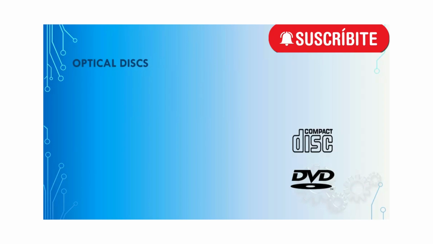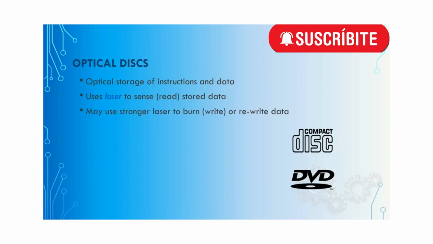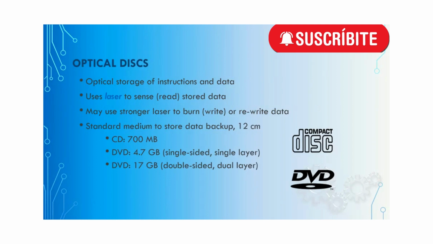For optical disk, it's an optical storage of instructions and data. That means that we are using laser to read and write data onto the optical disk. So it's a standard medium for backup. If we are talking about a CD, we are talking about a storage size of 700 megabytes. If we are talking about DVD, we are talking about something like 4.7 gigabyte of storage.